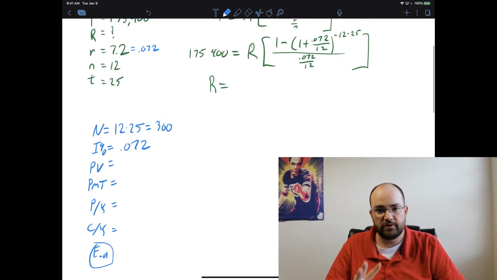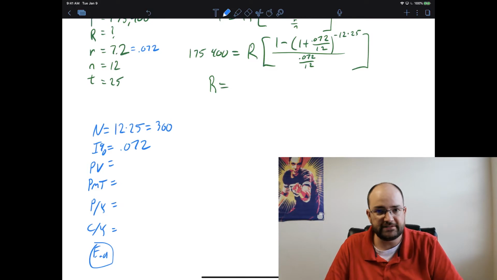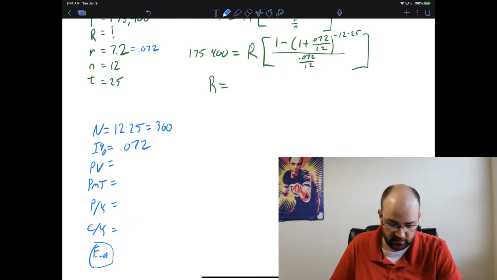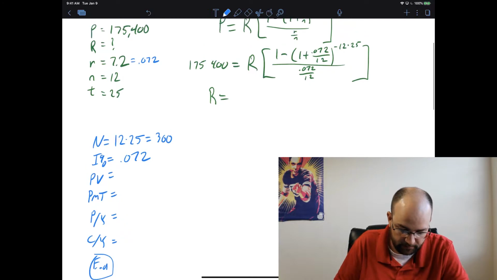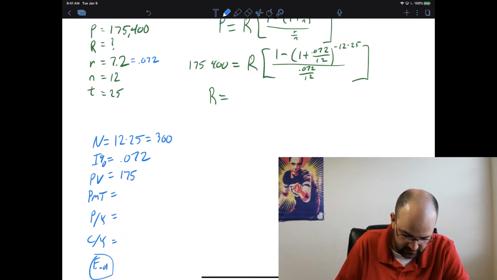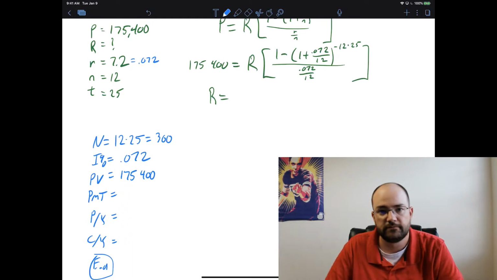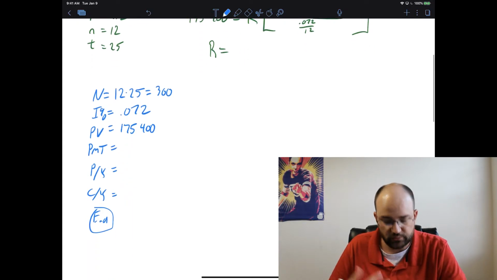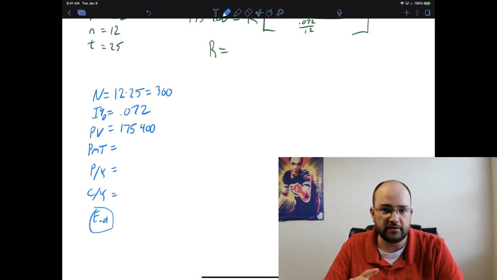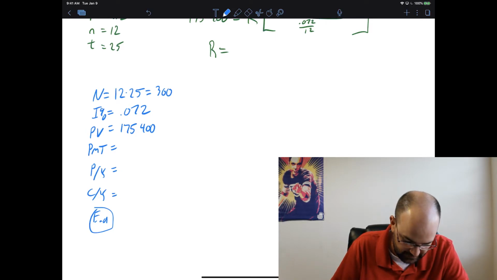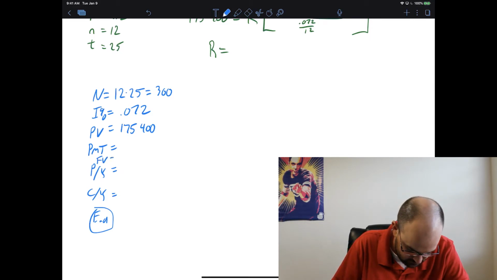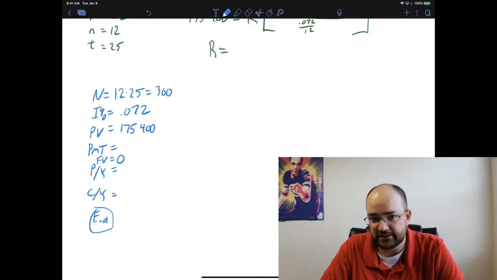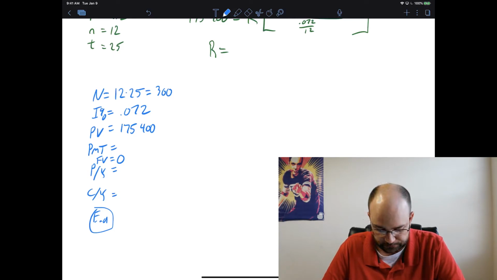Now, here's where people get confused. PV is present value. PV stands for the principal of the loan, if you would think of it that way. Meaning, how much are you given today? You're given this money, so you're receiving it, which means that it is a positive in your account. So 175,400. Now, you want to amortize the loan, which means you want to have nothing left on the loan in the future, which means that the future value had better be $0. You don't want anything left on the loan.